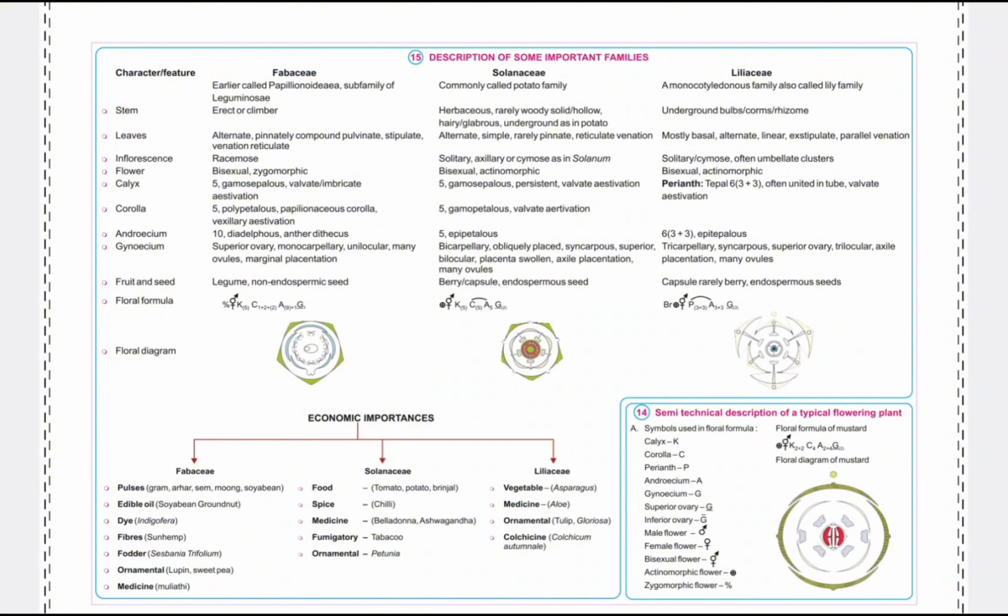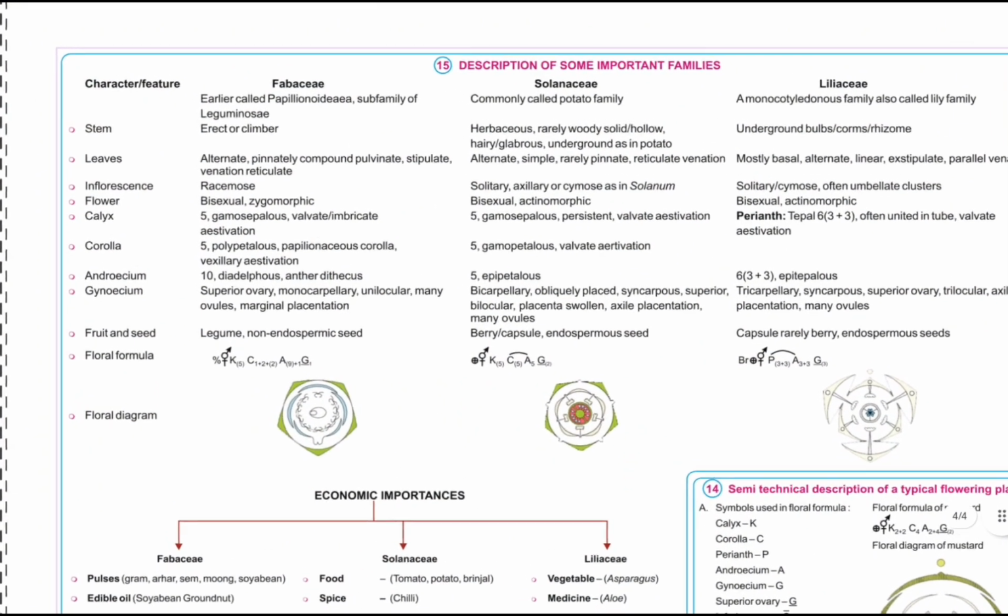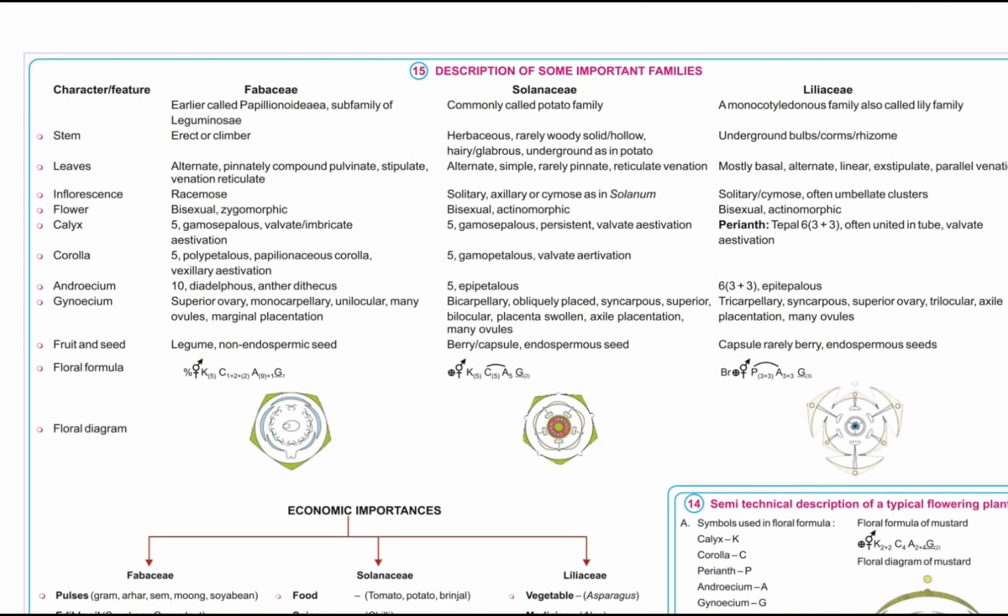Description of some important families. Solanaceae. It is commonly called the potato family. The stem is herbaceous, rarely woody, solid or hollow, hairy or glabrous, underground as in potato. Leaves are alternate, simple, rarely pinnate, with reticulate venation. Inflorescence is solitary, axillary or cymose as in Solanum. The flower is bisexual and actinomorphic.